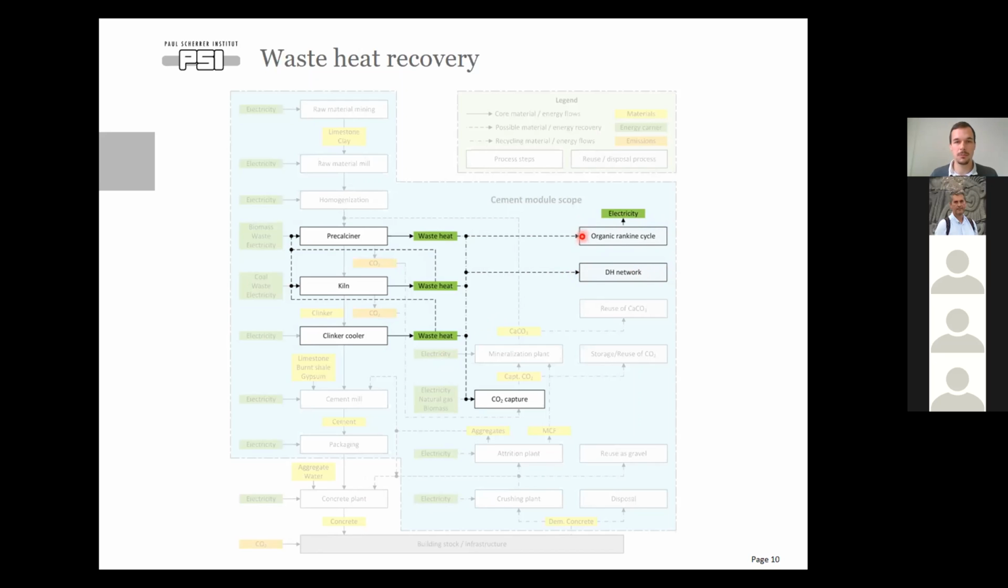For example, we could feed it to an organic Rankine cycle, or we can just feed it into the district heating network. What is also an option is, when CO2 capture is applied, it can also be used for solvent regeneration.